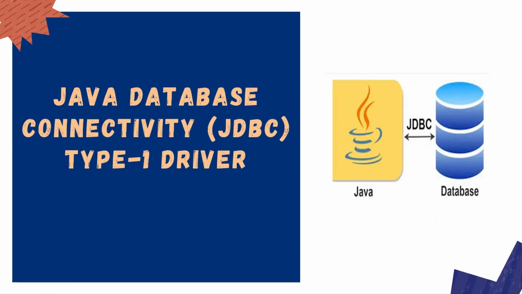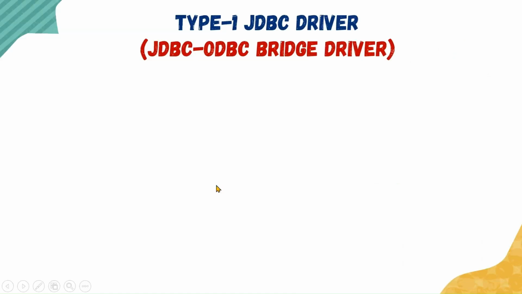Today I will explain about Java Database Connectivity, that is the JDBC Type 1 driver. The basic purpose of the JDBC driver is to translate Java related calls to database related calls, and database related calls to Java related calls. Because Java has a different syntax and your database also has a different language to understand, both are incompatible with each other.